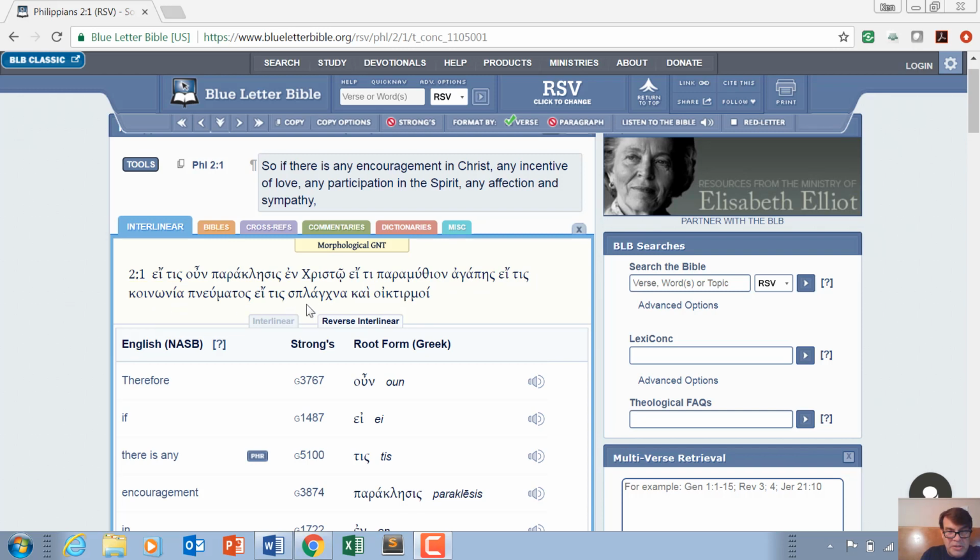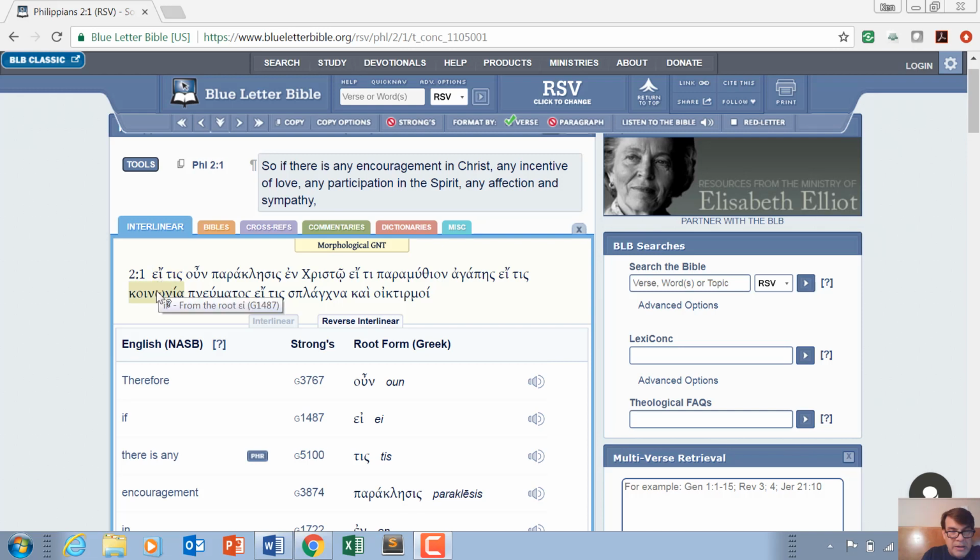Here, tis is actually strange, because I would have thought that splunkna was a neuter plural. Anyway, for whatever reason, tis is there. So we have these indefinite pronouns that are matching the words they go with.